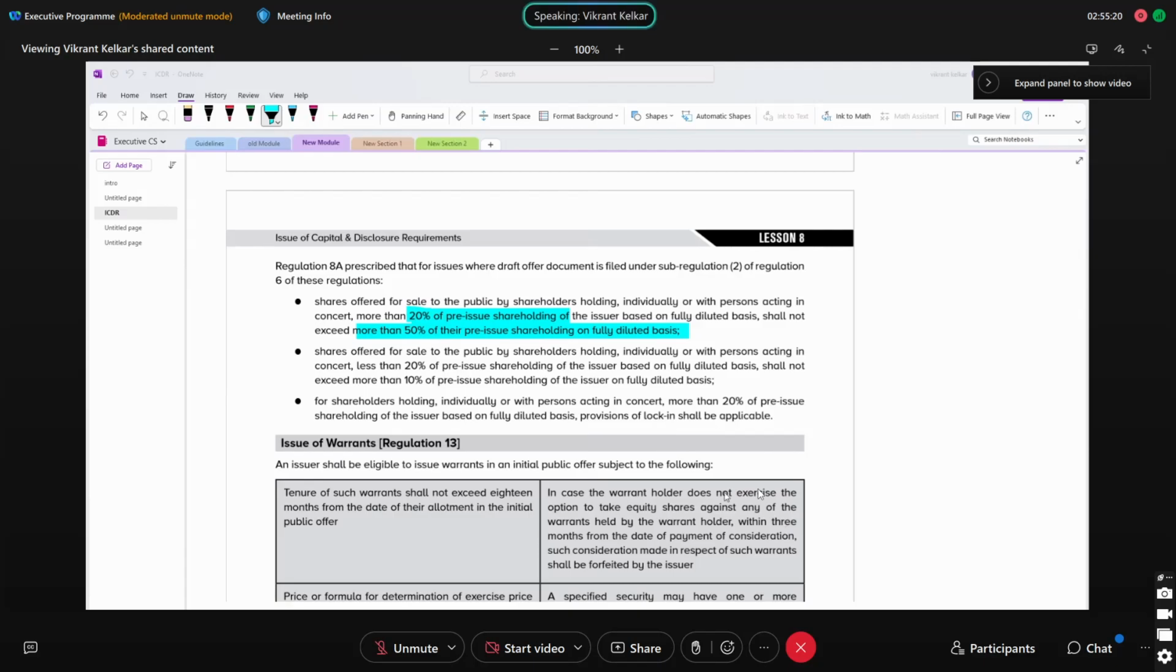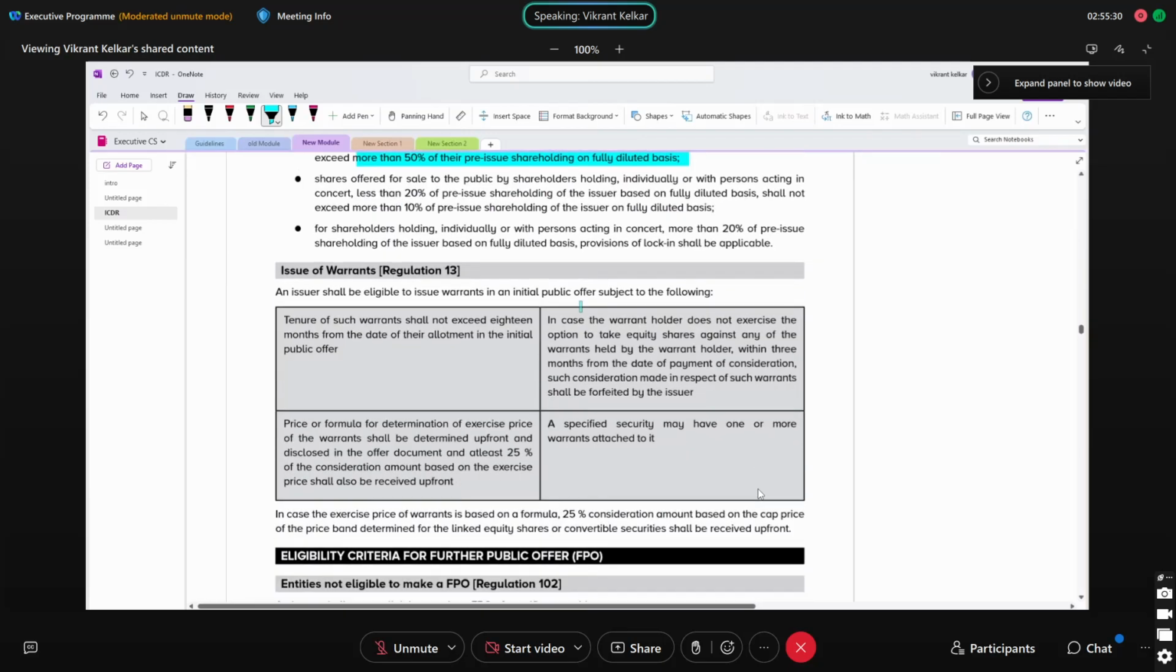Have you got the point? That when promoters are allowed to sell the security, the threshold is how much? Maximum 20%. And one or two more conditions are there. We'll check it out through an example.